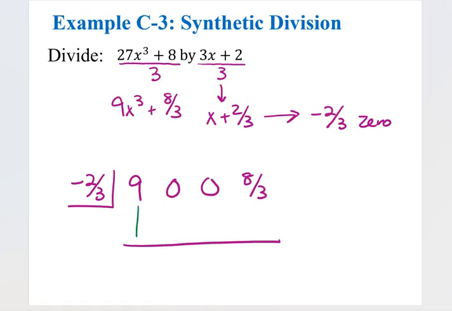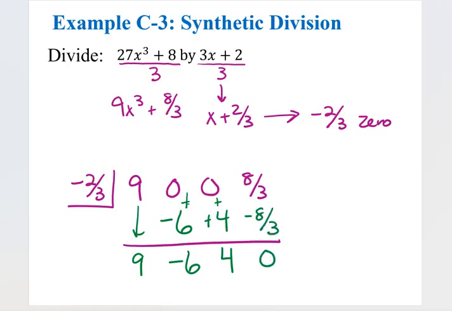All right, so we're going to bring down the 9. -2/3 times 9 is -6, so we bring that up here. Add. Again, remember, we add going down. So 0 plus -6 is -6. And then again, do the multiplication. -6 times -2/3 is +4. And then again, do your addition going down. So 0 plus 4 is 4. -2/3 times 4 is -8/3. Oh, look at that. And my remainder is 0.